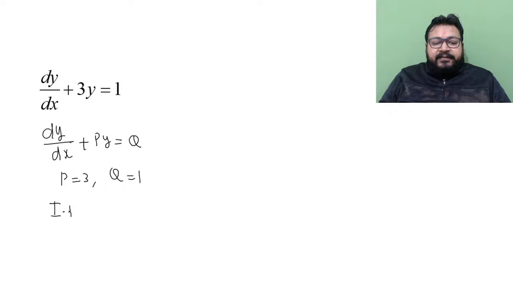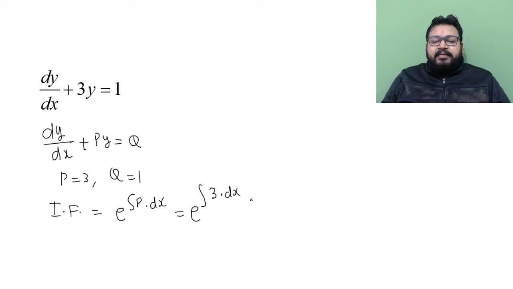So what is the integrating factor? Integrating factor is equal to e to the power integration p dx. So that is e to the power integration 3 dx. So what does it become? It becomes e to the power 3x. Now what is the solution?